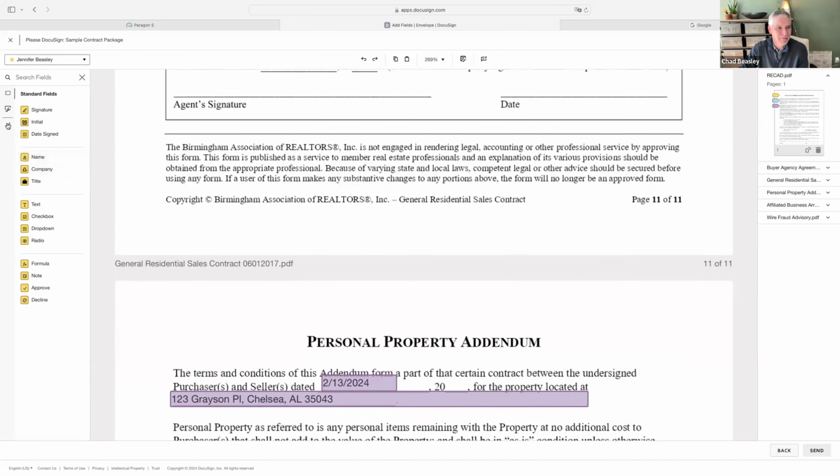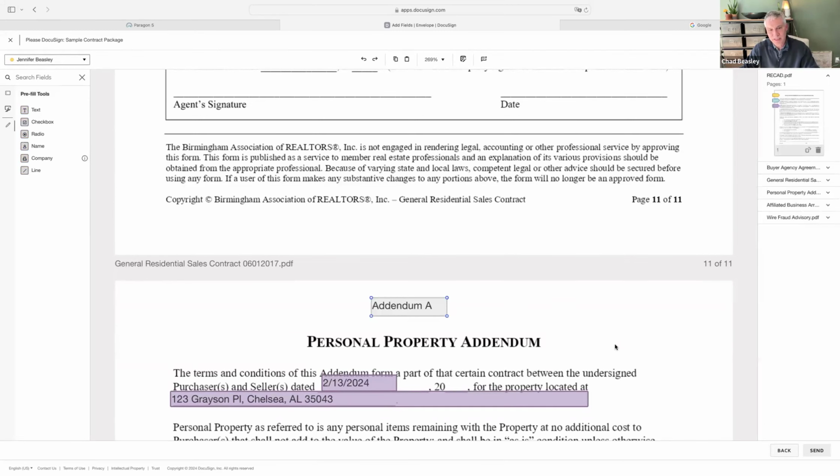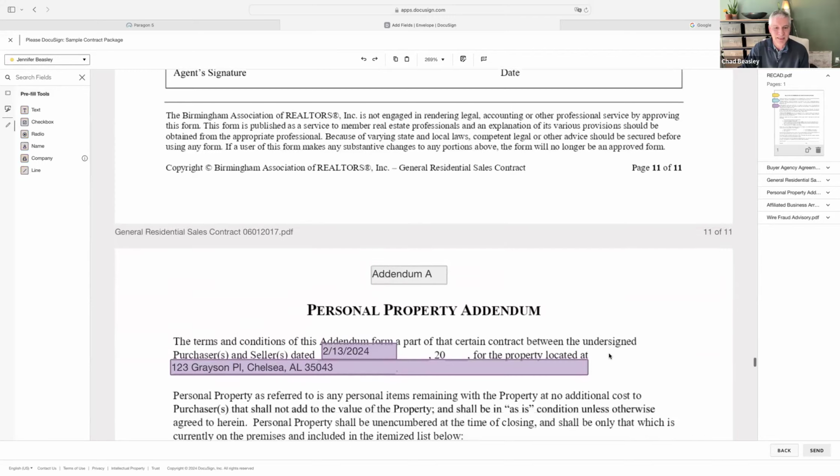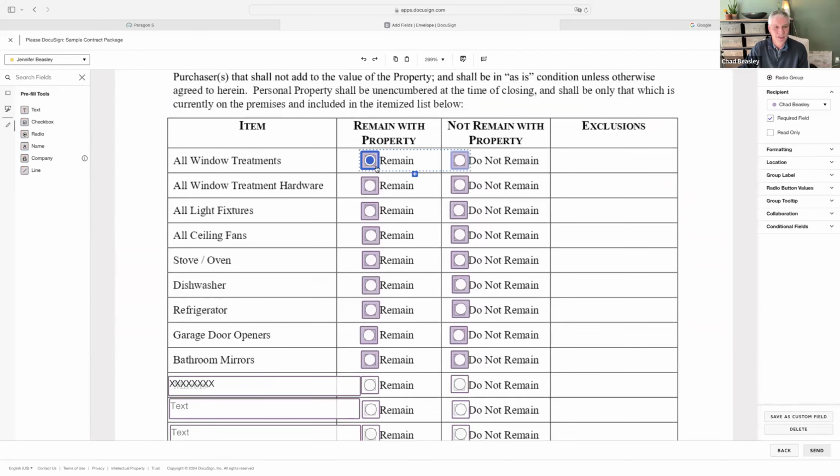So here I'm going to pop in, I called this addendum A, but it doesn't say that. So I'm going to put that label on here and call this form addendum A. This is our personal property addendum, which a lot of times you'll have in here. It's just got standard pre-filled items, as in, we want the window treatments to stay, window treatment hardware, light fixtures, ceiling fans, stove, dishwasher. Are you asking for the refrigerator or not? Most of these things stay automatically for the most part. Are we asking for the refrigerator or not?